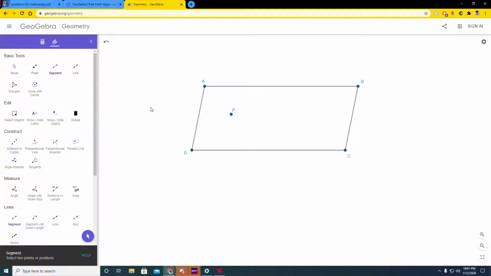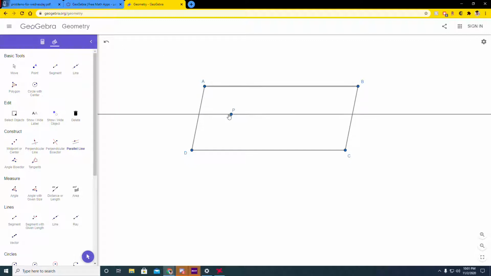And I'm going to go ahead and construct a line parallel to AB going through point P. I will be able to do that through proposition 3.1.4. So I'm going to go ahead and construct that now. So there you go. And I'm going to go ahead and mark the intersection points here. And I'm going to go ahead and construct the triangle ABP and the triangle CDP.